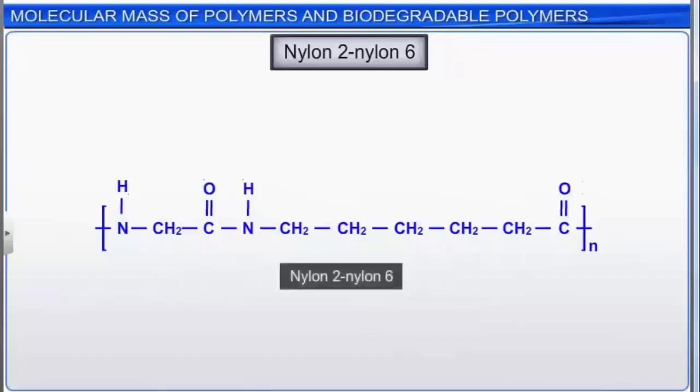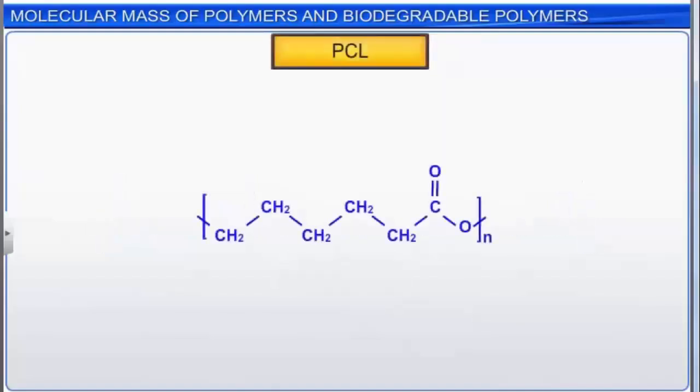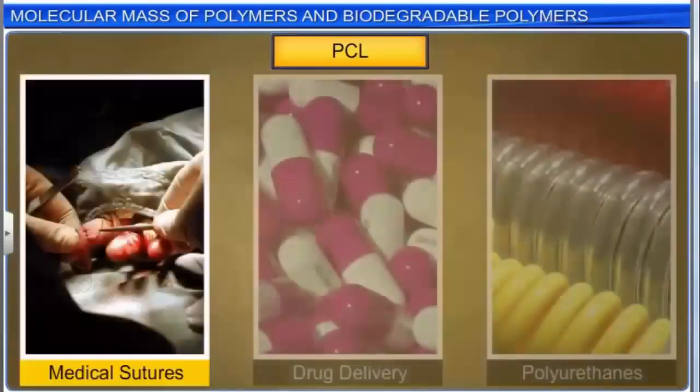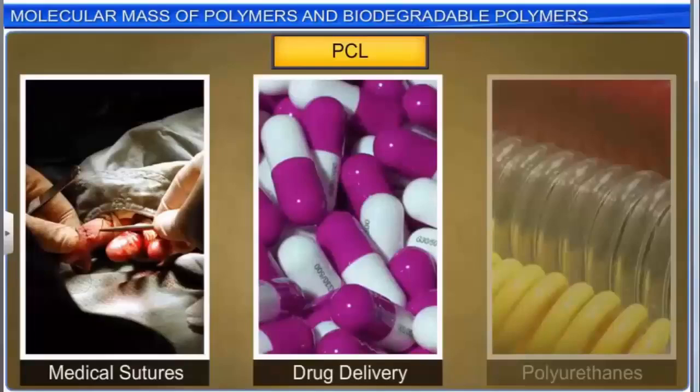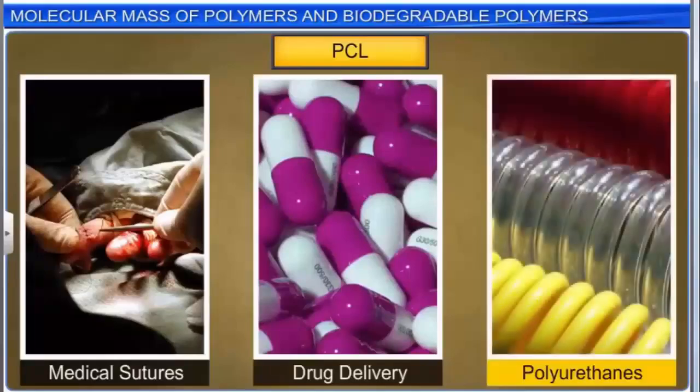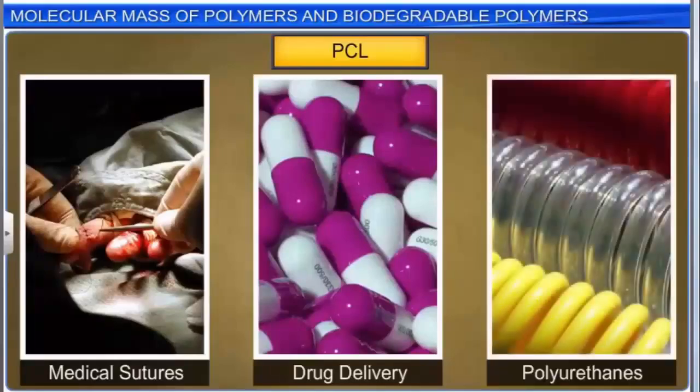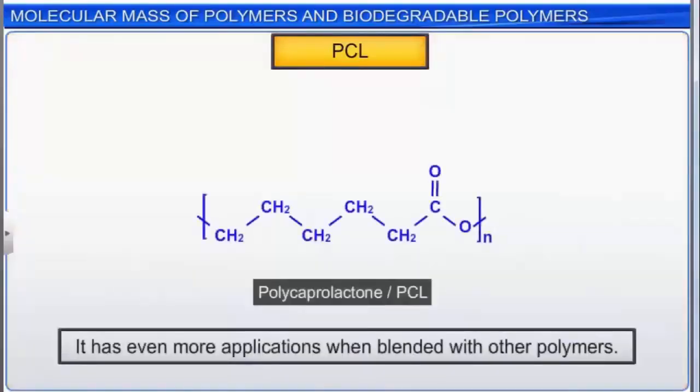Nylon 2 Nylon 6 is a biodegradable polymer. Another biodegradable polymer is polycaprolactone or PCL. PCL is used for medical sutures, drug delivery, and the manufacture of specialty polyurethanes. It has even more applications when blended with other polymers.